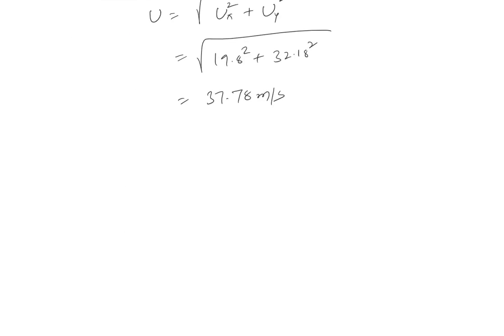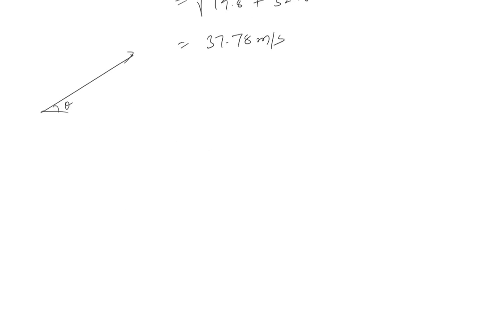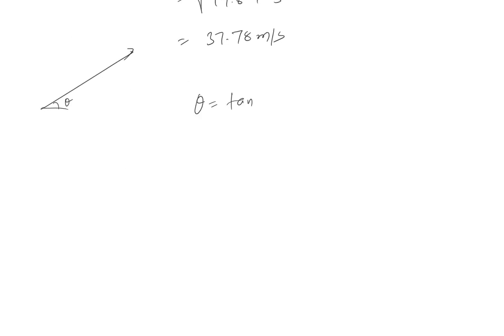We have to find the angle theta. So theta is tan inverse of the vertical component uy divided by ux. So that is 19.81 divided by 32.18. So you get theta is equal to 31.6 degrees.